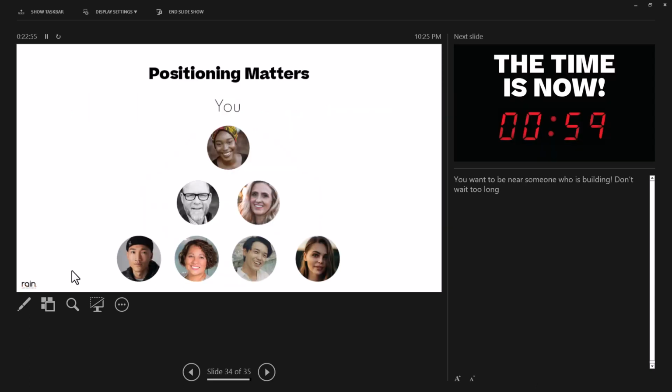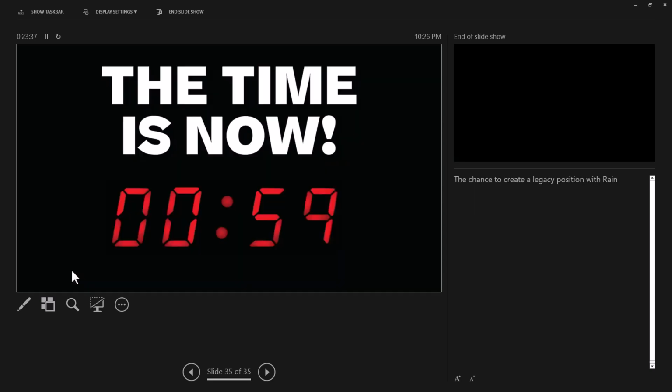And the timing is really, really important. You want to be near someone who is building, and you don't want to wait too long. Think of it like this. When you go to the movies, once you stand in line at the movies, everybody else has to line up behind you. But you don't get a percentage of the ticket sales of everybody that bought tickets after you, correct? Well, in this business, you do. Once you have your position and people keep building down that line, you get bonuses based on the people that came after you. So your positioning does matter, and it's much better to be near the person who brought you in and who's building. So don't wait too long. The time really is now.